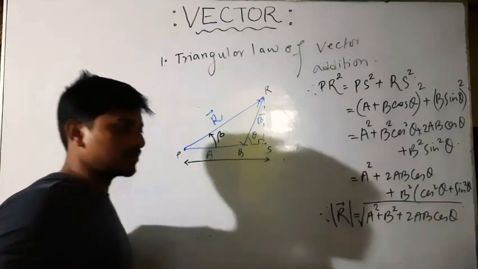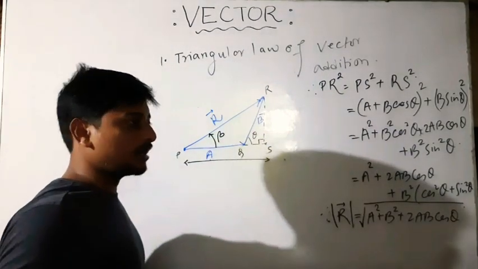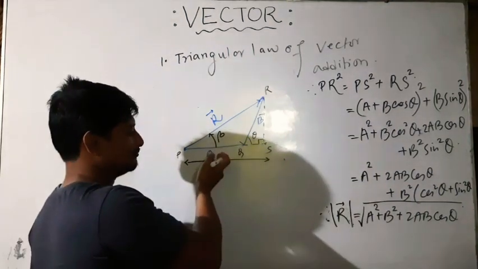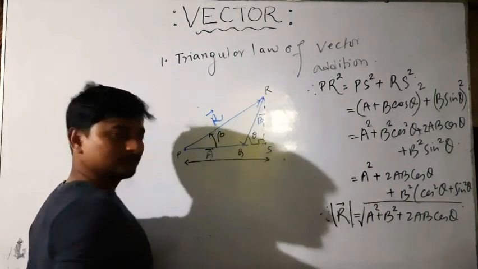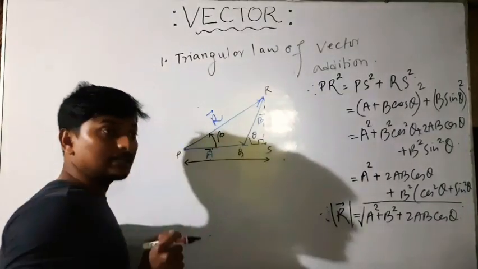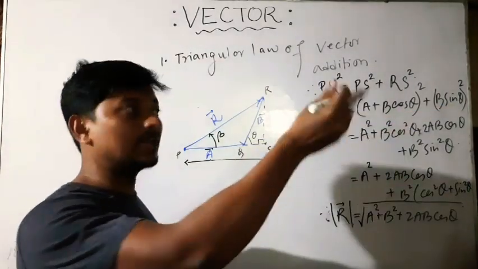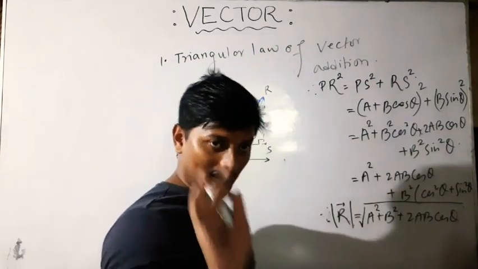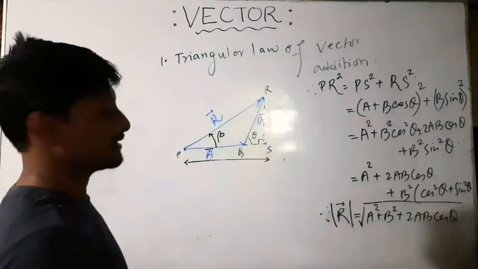Now, if anyone asks you, if I ask you, where is the direction of our vector? You'll be telling, আরে, it is angle beta from A vector. Then I can tell, oh, A vector is acting in this way, and angle beta will be above. Now it is very easy. But how to find this angle beta?